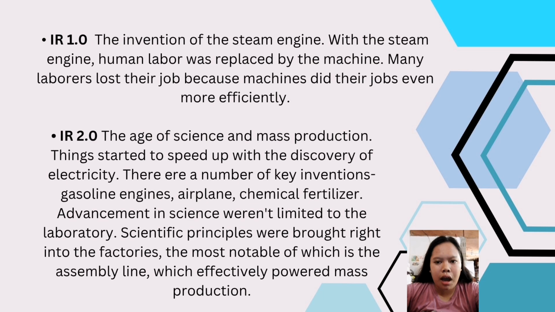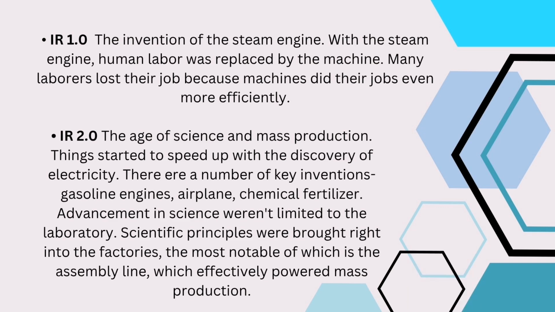Next is IR 2.0, the second industrial revolution, fueled by the discovery of electricity. This era introduced major inventions such as gasoline engines, airplanes, and chemical fertilizers. Scientific advances were applied to industries, especially through the assembly line, which enabled mass production and faster manufacturing.